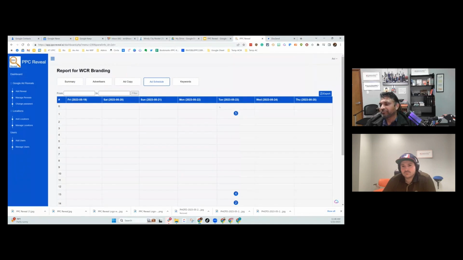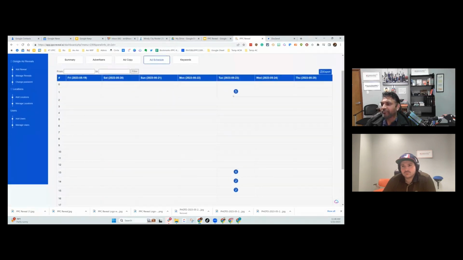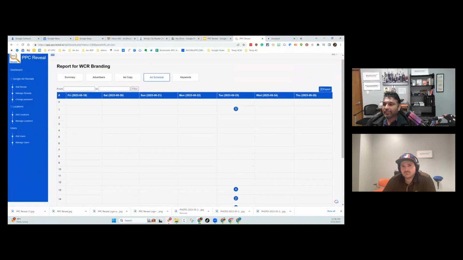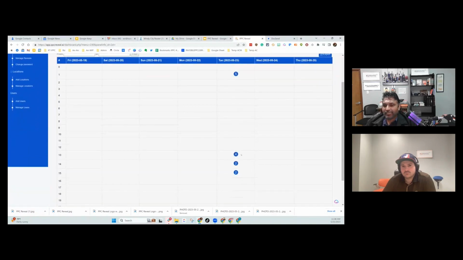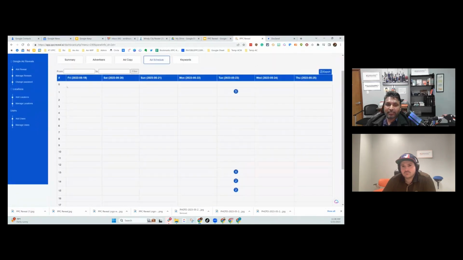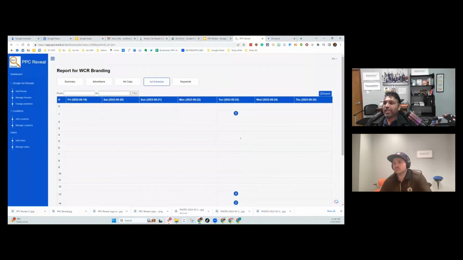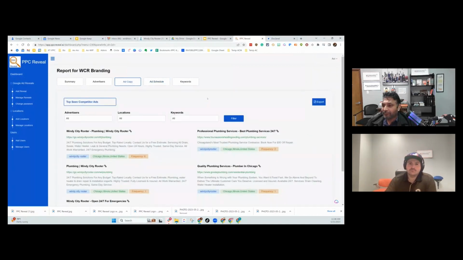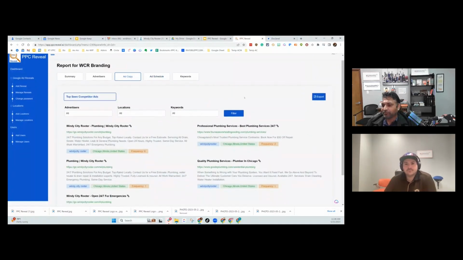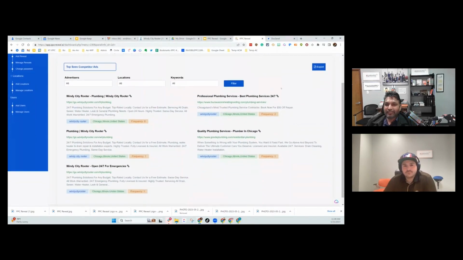So this one started just recently, so it's filling in and saying Tuesday there were five times, and this is actually time. So it shows when the ads were running. And then the other question would be the ad copy. Now hopefully this answers the question, where did you get the screenshots you saw?